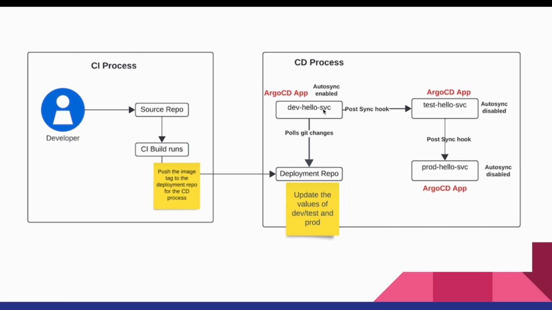And then you have included the post sync hook script in your dev application that will trigger your test one. You have auto sync disabled here, which is very important, because you cannot have auto sync enabled; if you have it enabled and you are updating all the values, it will get triggered. So you have this post sync hook going there, and then when test is successful, you have another post sync and it goes to prod. So this is the process that I came up with.